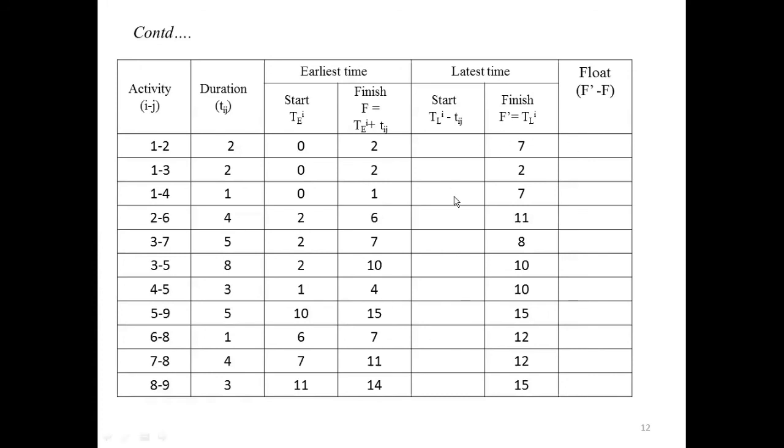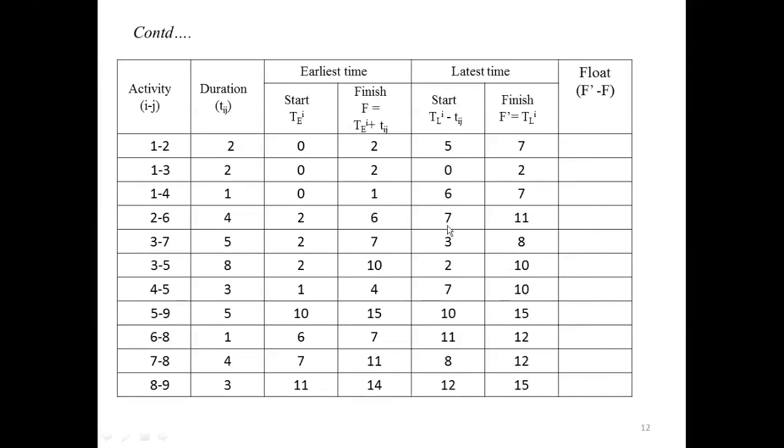Then to fill this column, you know the value of TL of j and you know the value of T of ij. 7 minus 2 will get 5. Similarly, 2 minus 2 will get 0. 7 minus 1, 6. 11 minus 4, 7. 8 minus 5, 3. 10 minus 8, 2. 10 minus 3, you will get 7. 15 minus 5, will get 10. 12 minus 4, 8. 15 minus 3, will get 12.